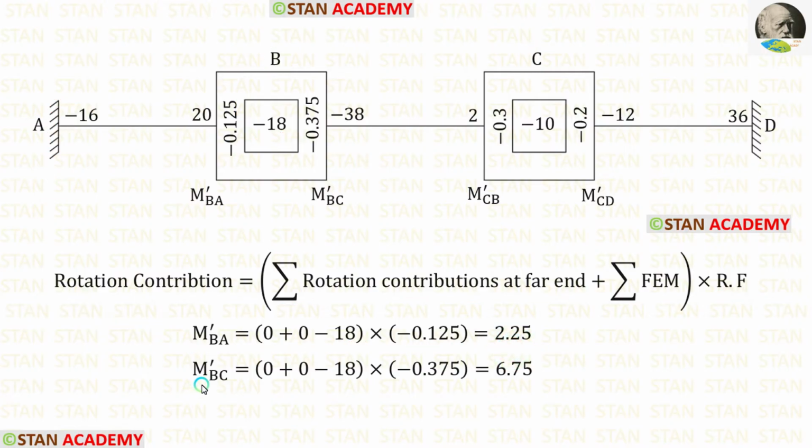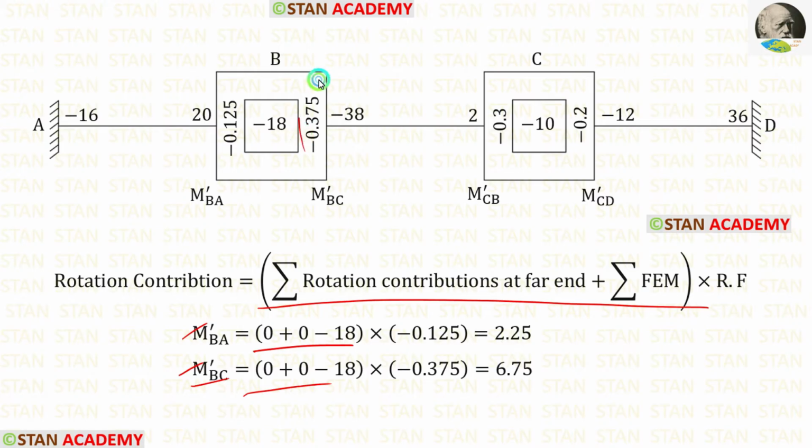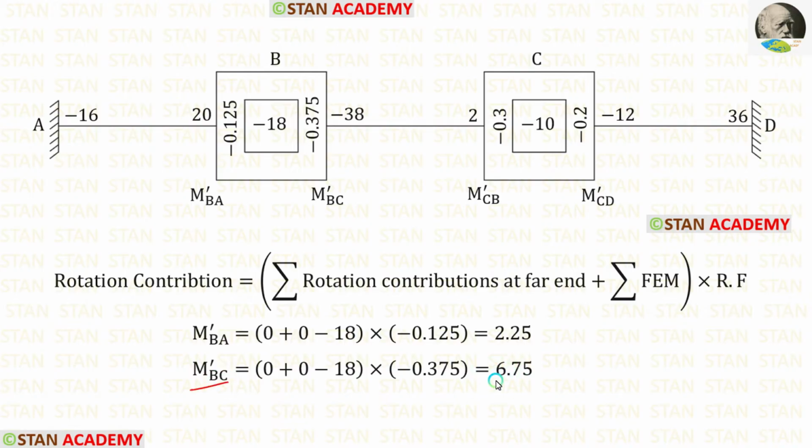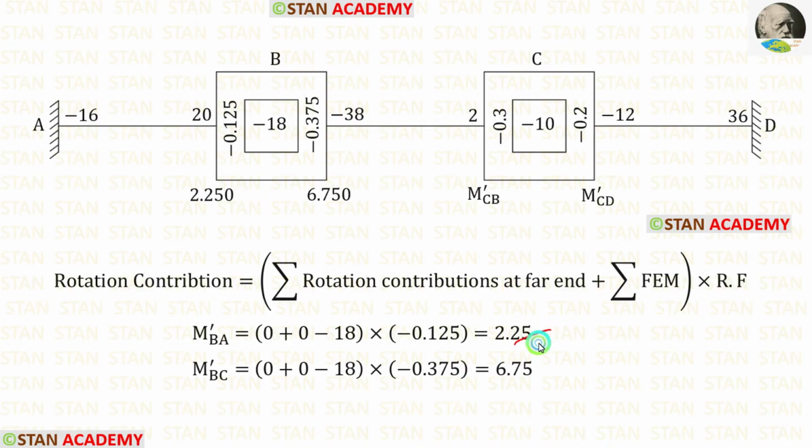Now let us find M dash BC. For M dash BA and M dash BC in the formula, all of the values will be same except the rotation factor. The rotation factor for BC is minus 0.375. After the calculation for M dash BC, we are getting 6.75. Let us enter M dash BA and M dash BC.